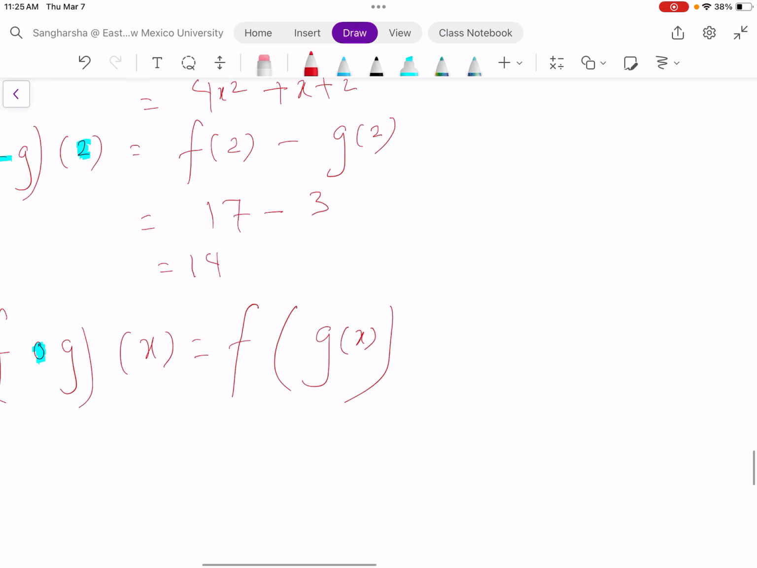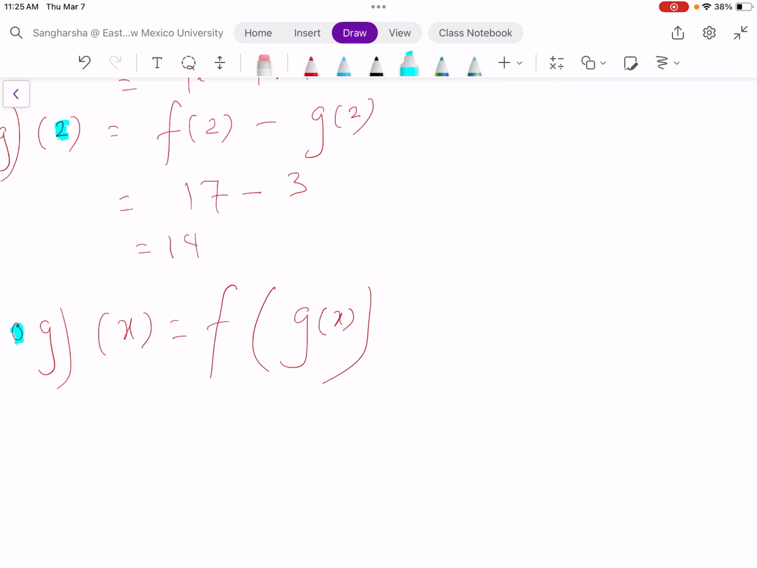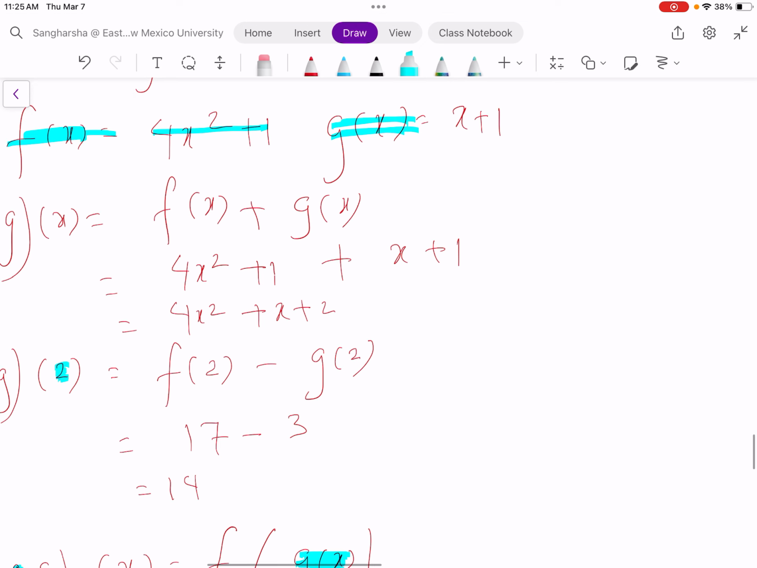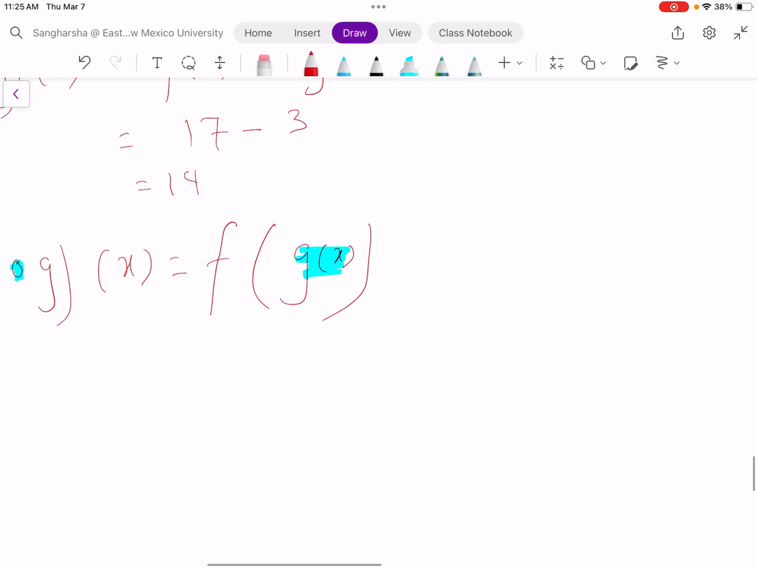Okay, now we need to solve here. So we know what g of x is, right? Our g of x is x plus 1. So let's substitute x plus 1 for g of x. So we have f as it is. For g of x, we have x plus 1.